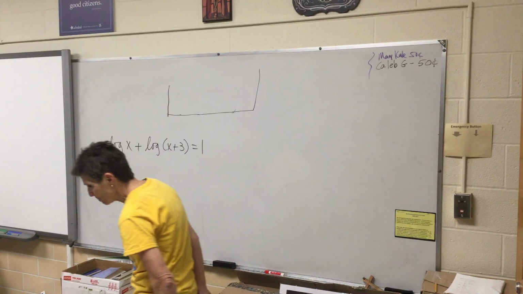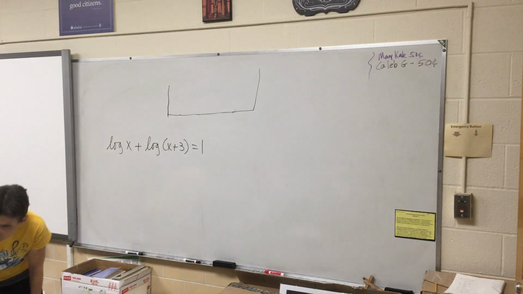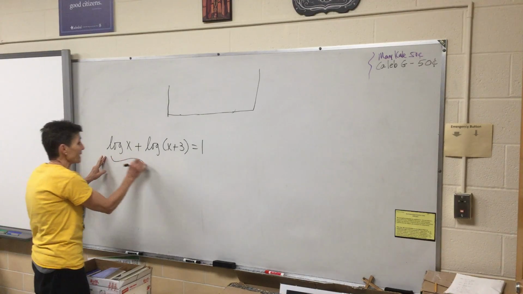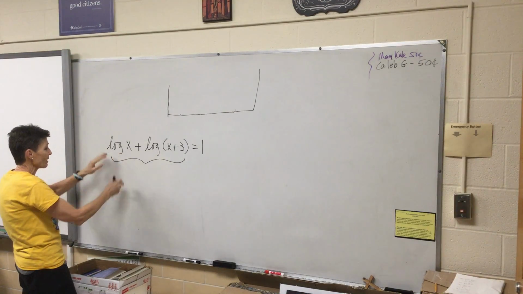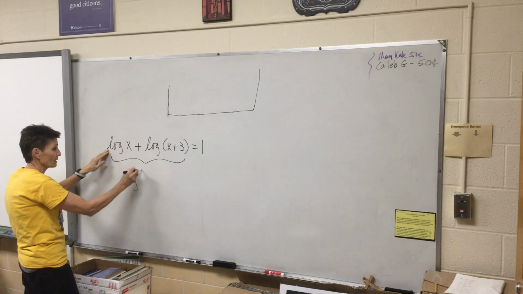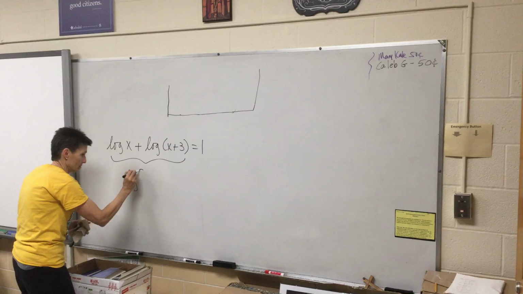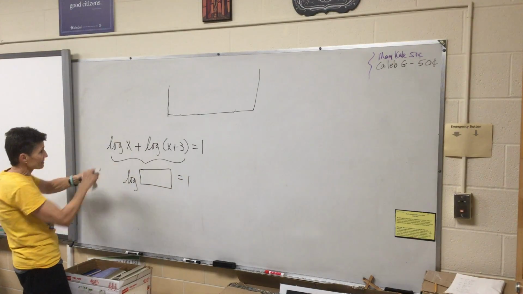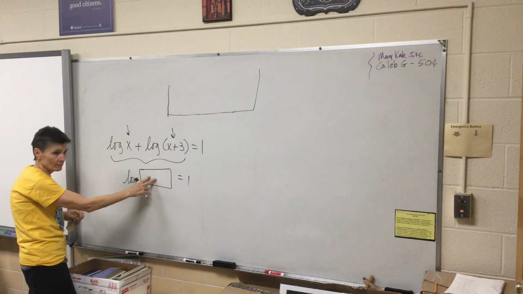Can you look at letter B, or can you remember? What do we do? Have to combine them. Yes, you got to put them together. You can't have this. This is not allowed. So we're going to put them together into one. And when I put them together into one, I have to put the x and the x plus 3 together in here.